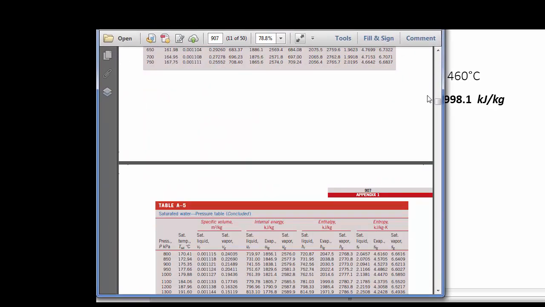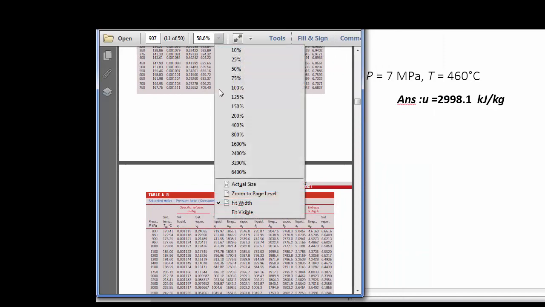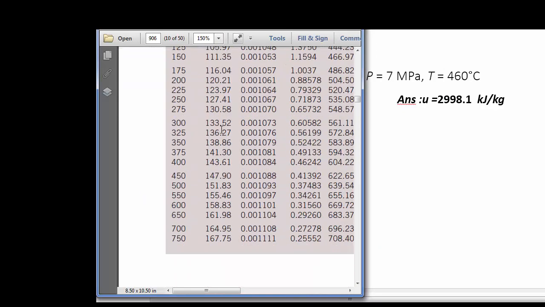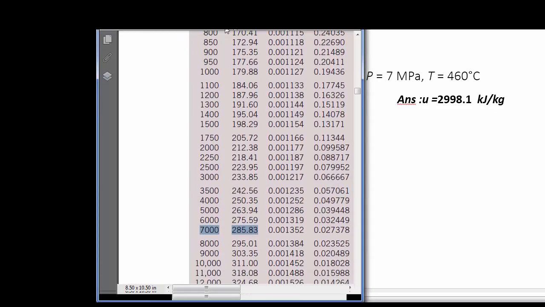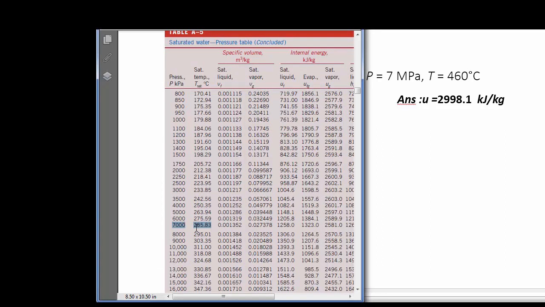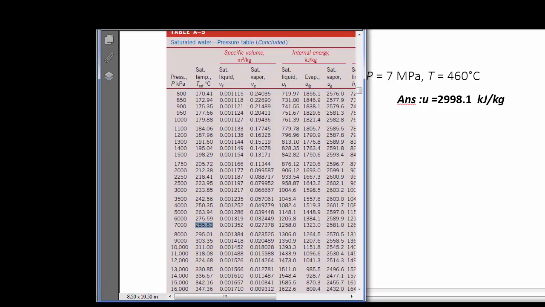When you go to table F5, 7 megapascal is equivalent to 7,000 kilopascals, right? So here, and you look at the temperature. The saturation temperature is 285.83. Is your temperature above this or below this? 460 is apparently above this, meaning if the temperature given is above your saturation temperature, it is a superheated vapor. You can imagine the case like your water temperature is above your boiling point, meaning your water is superheated vapor. So after we know that this is superheated vapor, we proceed to the second step, which is to find the properties.